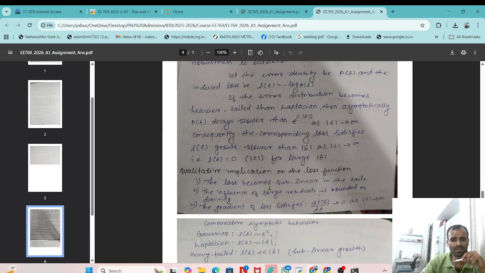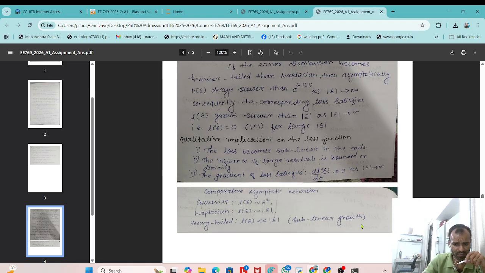So the loss becomes sublinear in the tails, very sublinear in the tails, okay, very robust to the tails, right? Outliers, right? The influence of a large residual is bounded or diminishing. Now, that will be the diminishing or very bounded. From the mathematical expression you can see that as the residual tends to infinity, the gradient tends to 0, right?